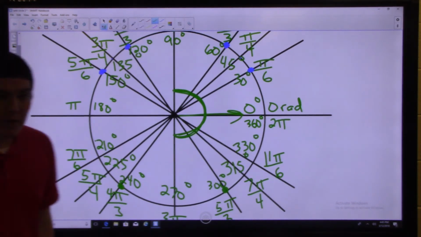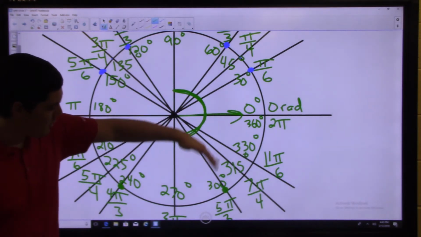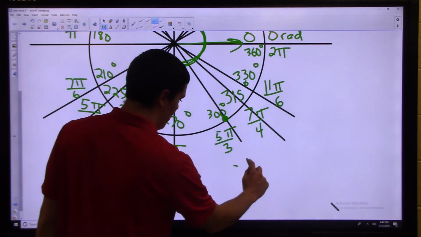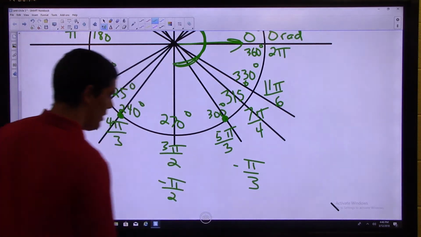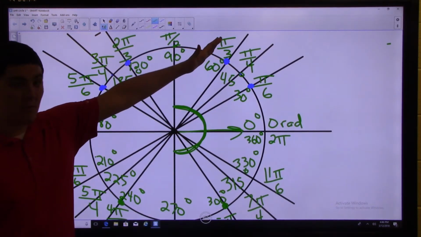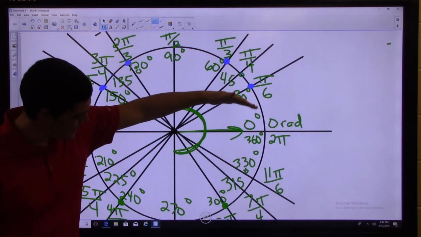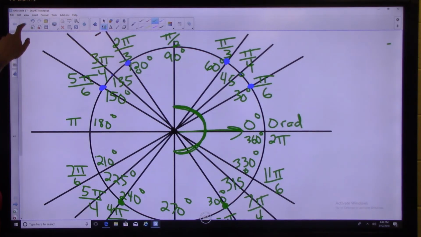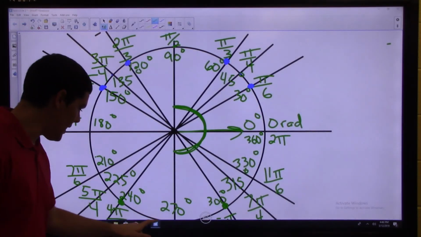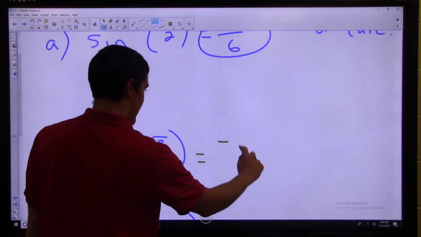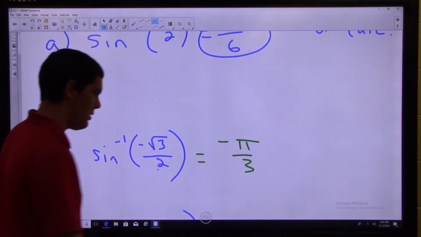5pi/3 we can rewrite as a negative angle. Instead of calling it 5pi/3, a coterminal angle to that would be negative pi/3. Hopefully that makes sense. If we went 60 degrees or pi/3 radians this direction, if we go that same amount the other way, that's the same thing as negative pi/3 radians. So my answer here, like I said, this is a common mistake, so make sure you're not that person. It's going to be negative pi/3.